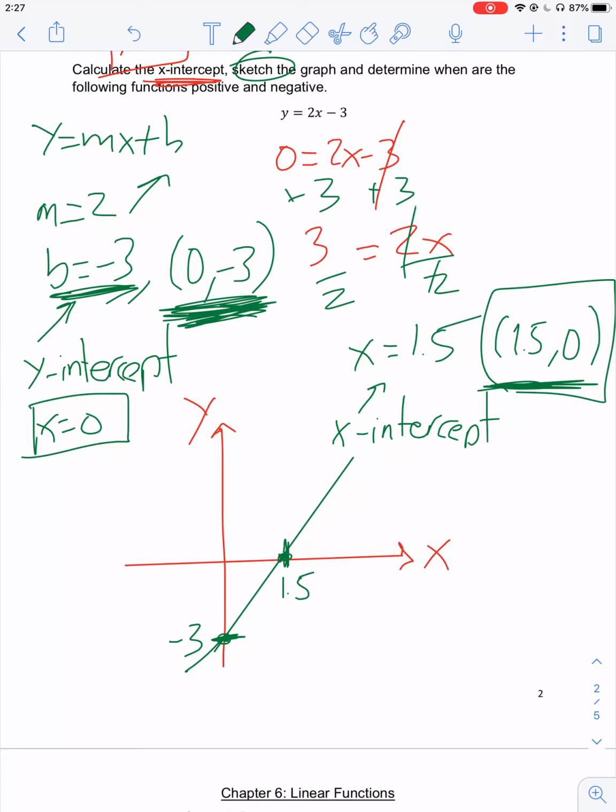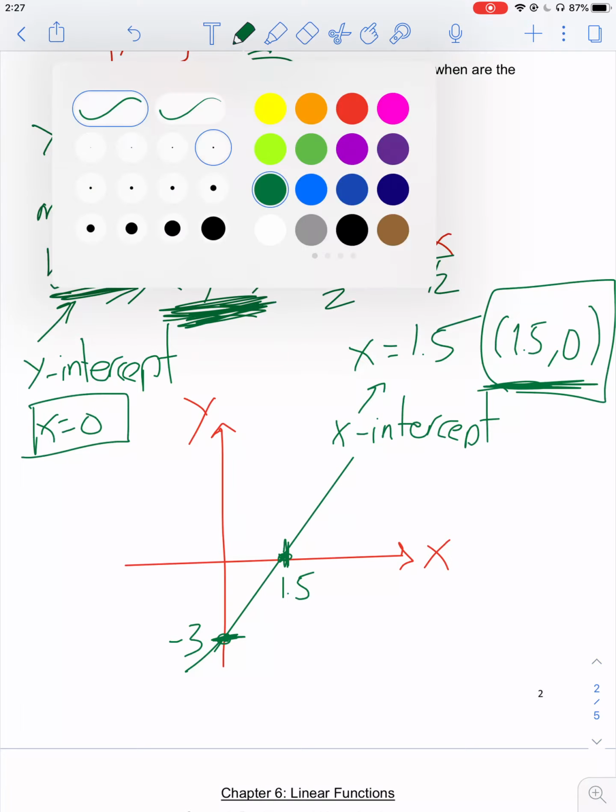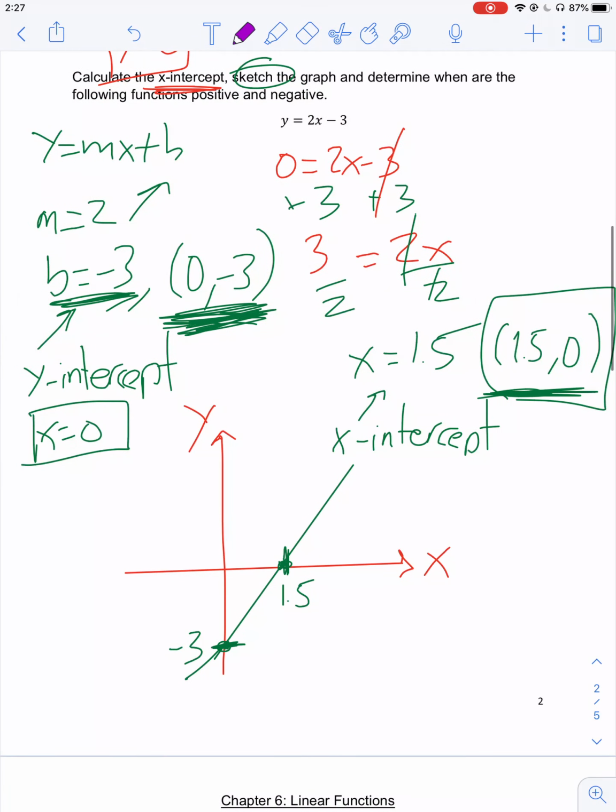So what do we mean by positive? Positive means when the y values of my function are positive. So we're talking about the y values. When are the y values of my function positive? In other words, when is my function above the x-axis? So I'm going to put a plus sign for positive. My function is positive when it's above the x-axis, when my y values are greater than 0.